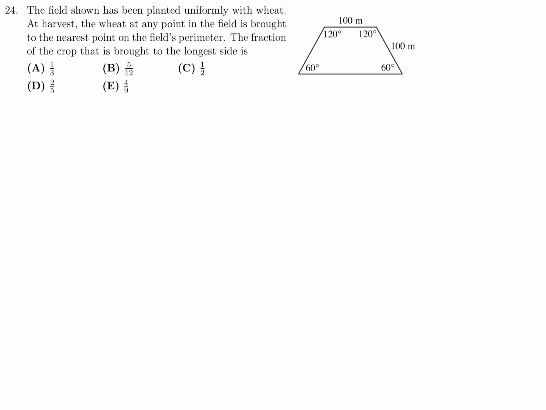The field shown has been planted uniformly with wheat. At harvest, the wheat at any point in the field is brought to the nearest point on the field's perimeter. The fraction of the crop that is brought to the longest side is... The longest side is right here. That is what we are interested in. Let's blow this up a little bit.